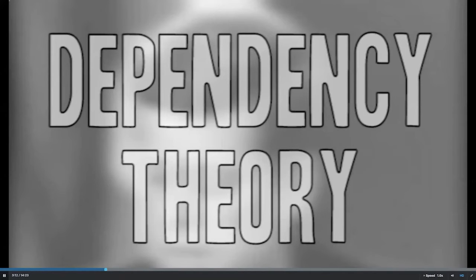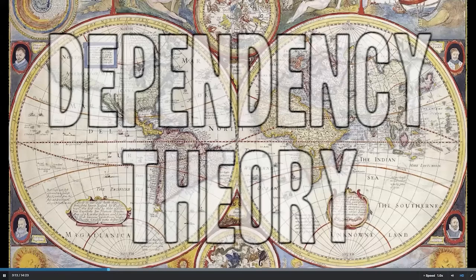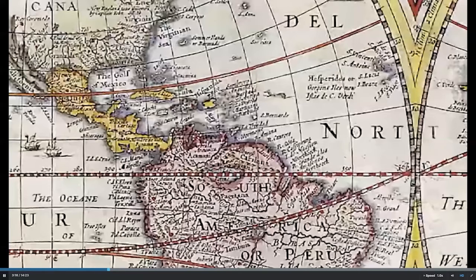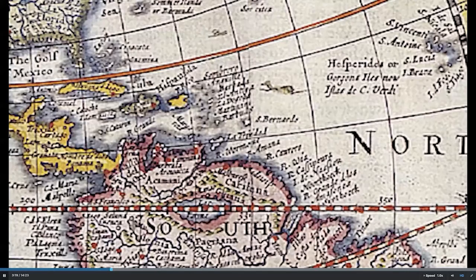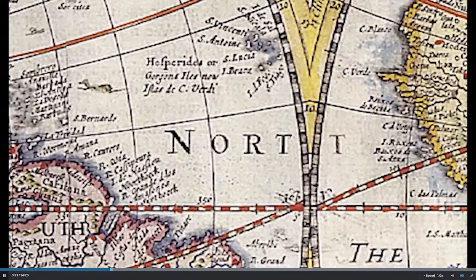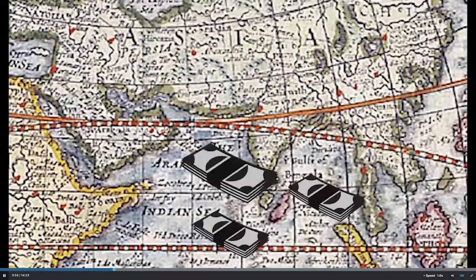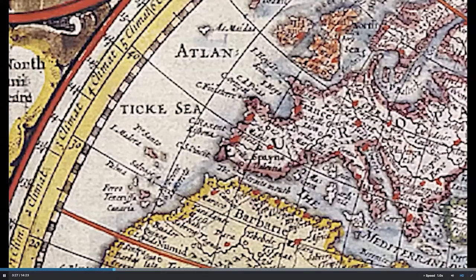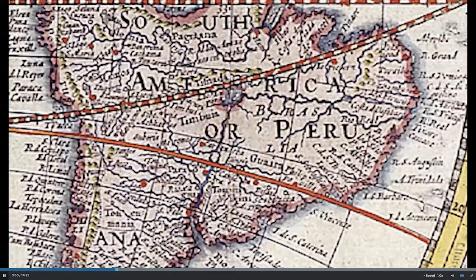Dependency theory, associated primarily with Latin American countries, asserts that in the capitalist system, resources tend to flow from the periphery, that's poor, underdeveloped countries, to the core, the wealthy Western world. This is because poorer countries, the periphery, tend to provide the natural resources and cheap labour for products designed and sold by businesses in the richer countries, the core.